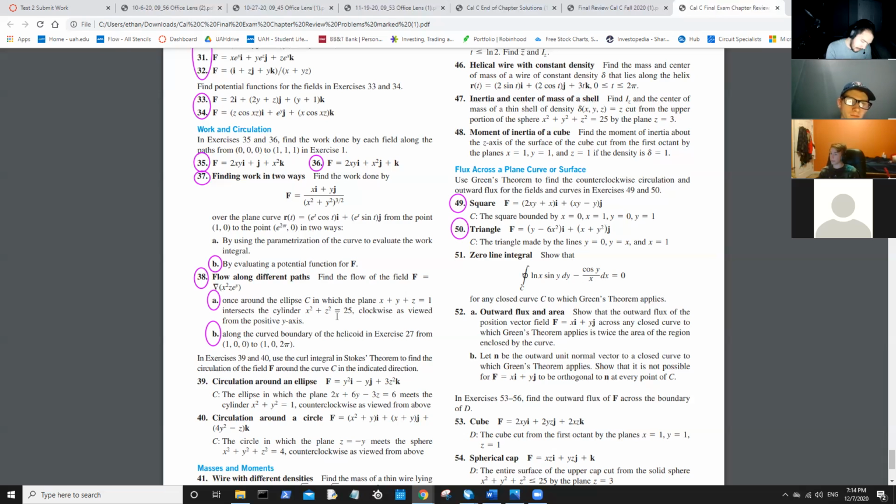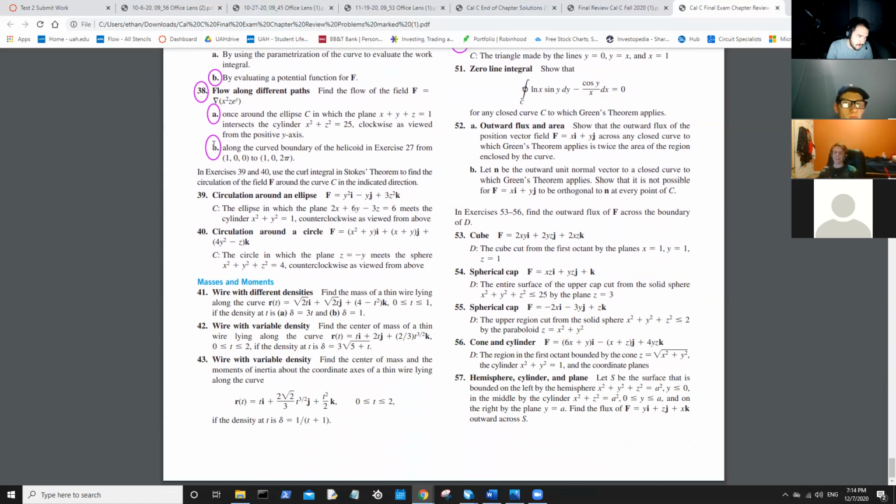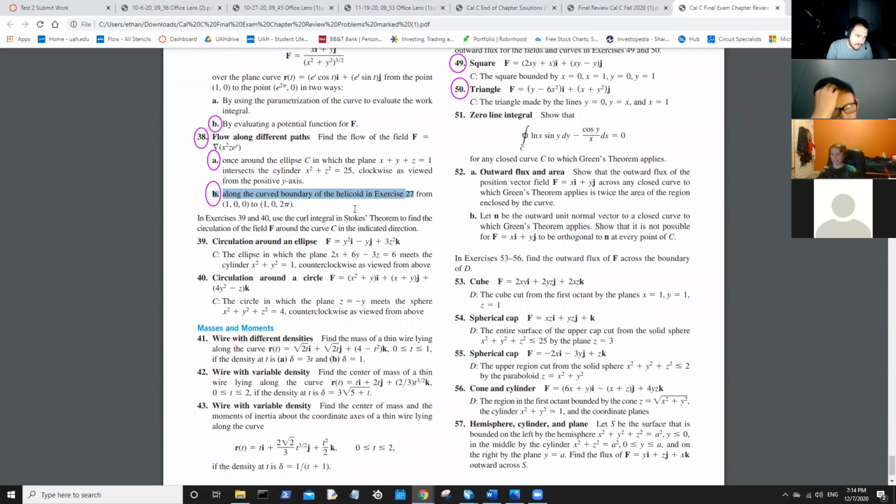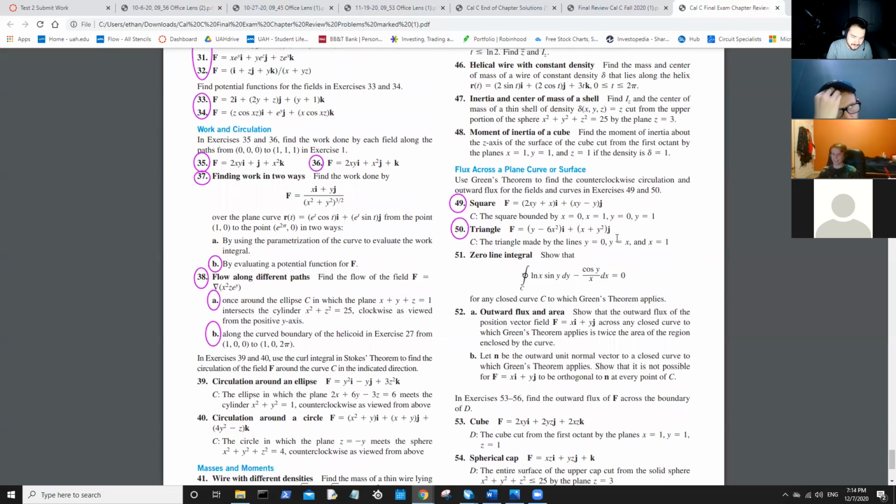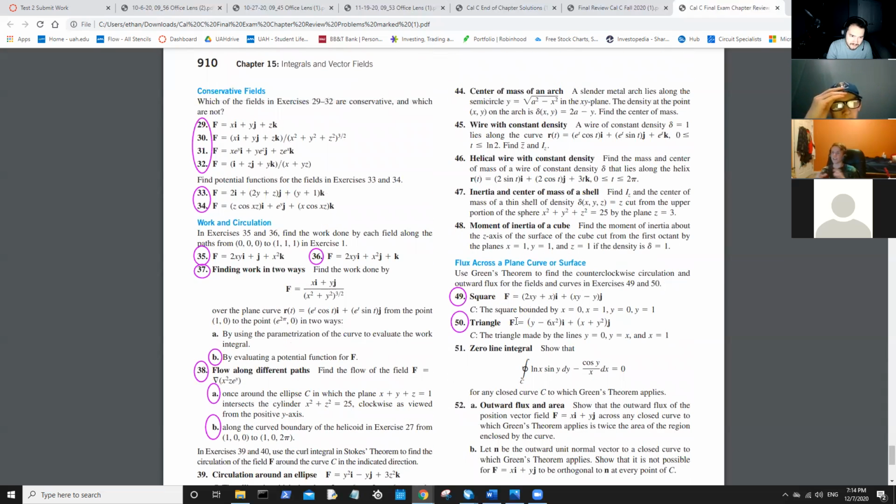So we got a plane now. So what do we do with that? Who knows? I don't want to do this one. I just figured out what it is. Oh, it's something with polar. Oh, never mind. No, let's just say no and say go to B along the curved boundary of the helicoid in exercise 27. Screw it, we're not doing flow. We know the equation. Hopefully it doesn't give whatever that is.